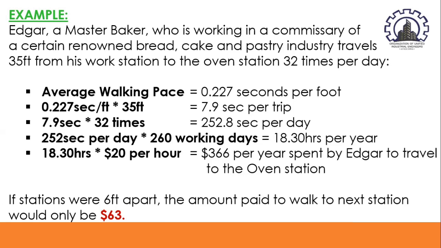So that becomes 18.30 hours per year. And 18.30 hours times $20 per hour. So that would be $366 per year spent by Edgar to travel to the oven station. Take note, that is very costly, right? $366 per year just for the transportation is a lot of money already.